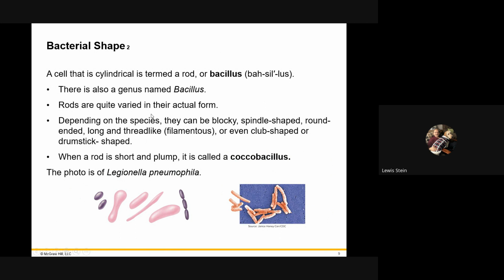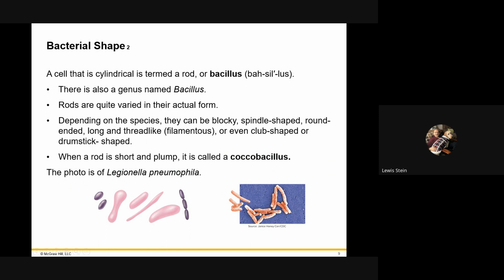There's a lot of variation in rods. They can be long and slender. They can be what you would call dumbbell shaped. They can be kind of rounded. We call those coccobacillus. We can chain them together. There's lots of variations: blocky, spindle shape, long threaded, club shape, whatever you want. And you'll see coccobacilli. You'll work with one called Enterobacter aerogenes in the lab. That's more of a coccobacillus.